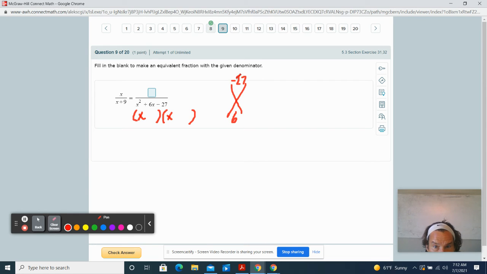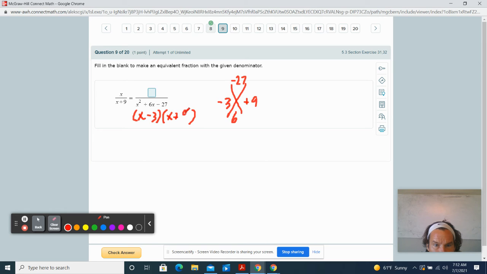So there should be numbers that multiply to get a negative 27. One's got to be positive, one's got to be negative. So I put a negative and a positive. And they have to multiply to get negative 27 and add to get 6. So when I think 27, I think first two numbers popping in my head are 3 and 9. Those would work if you put a negative 3 and a positive 9. You got to make sure the 3 is negative, and the 9 is positive.